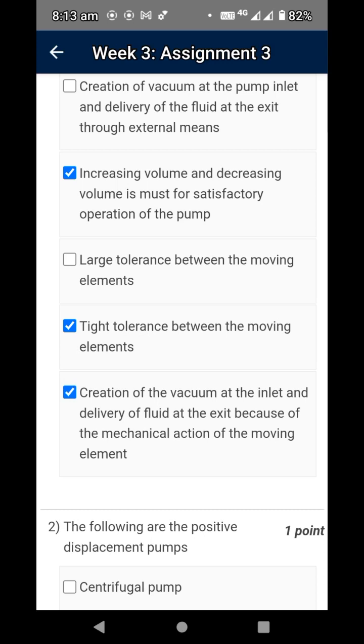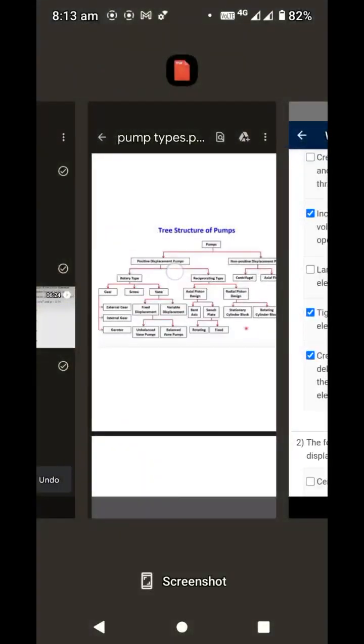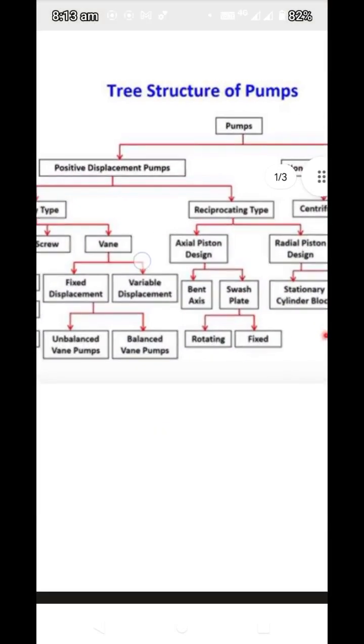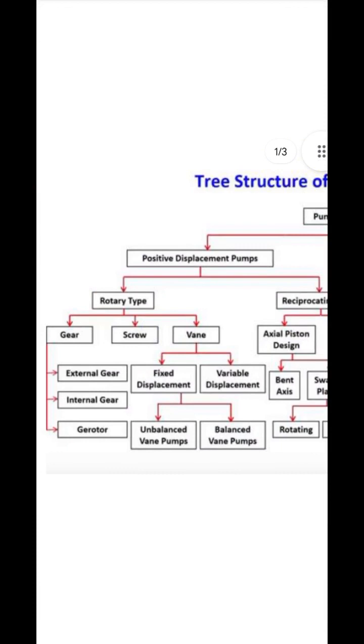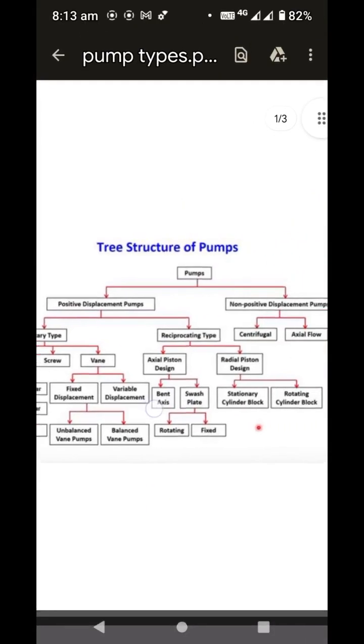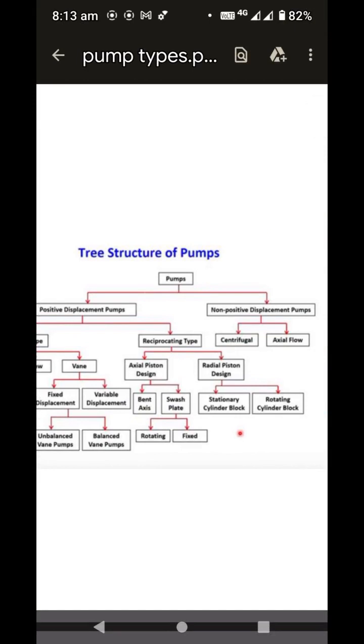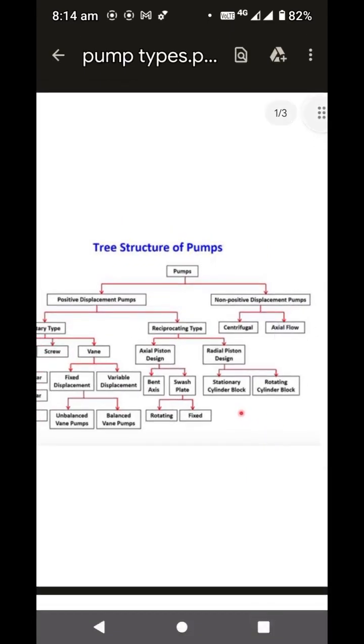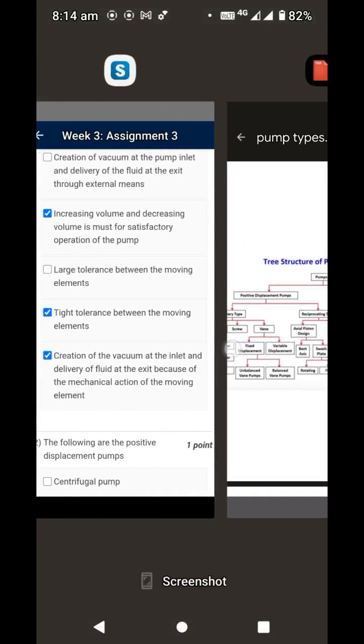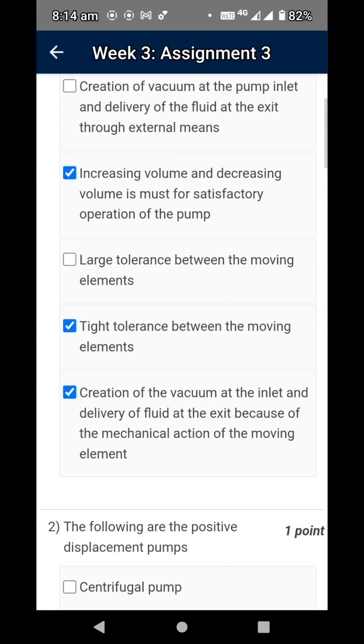We can take any other examples of positive displacement pumps. Check out this chart. This is a positive displacement pump classification. In the case of rotary pumps, gear, screw and vane pumps come under the positive displacement pump category. Then the reciprocating type is another type. In this category, axial piston pump and radial piston pump will come. So option 5 is correct.